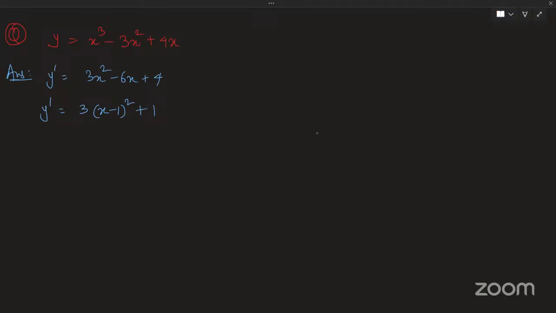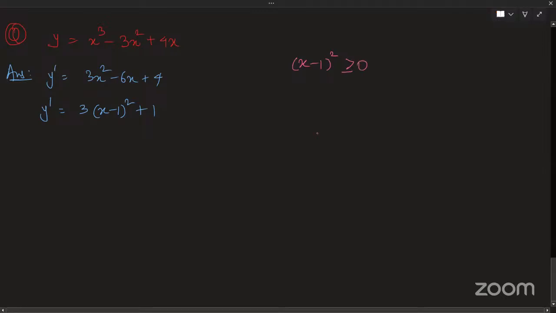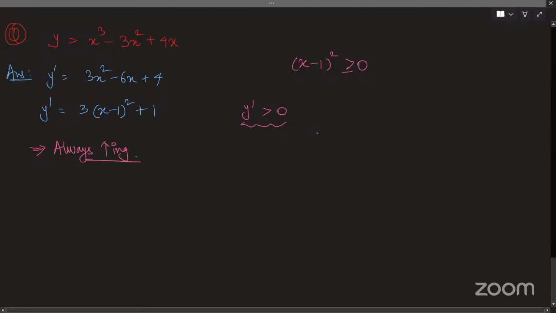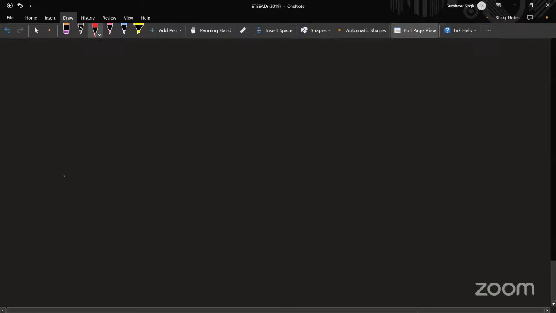See, x minus 1 whole square is always a positive or equal to value, right? Either it is equal to or greater than 0. So your y dash will also be always greater than 0. Can I say that? Because it is 3 times x minus 1 whole square plus 1. Can I say that y dash is always greater than 0? So it is always increasing. Okay, great.